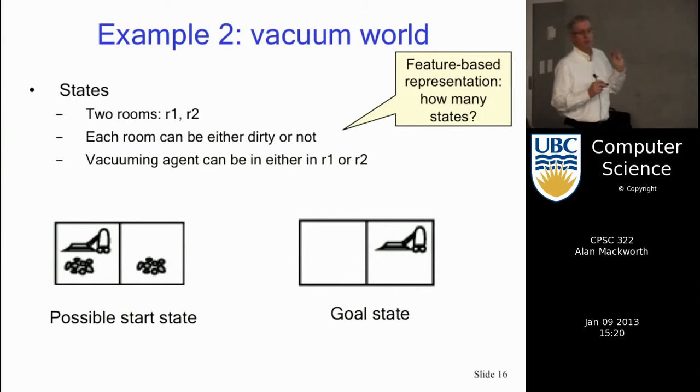So how many features do we have? 3. Right? 2, 1 for each room and 1 for the agent. Right? And so if we have 3 features, and they just so happens they're both binary, the agent could be there or there, the room could be dirty or not, how many states would we have?